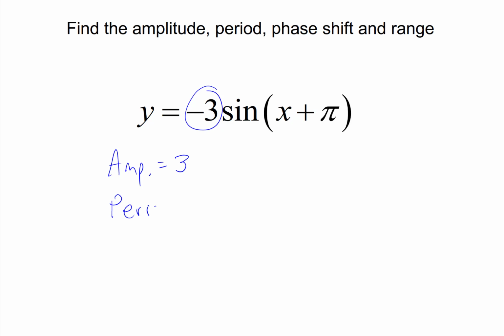The period for sine is 2 pi, and then it's always divided by what's sitting in front of the x, omega here. In this case, it's a 1, so the period is 2 pi.